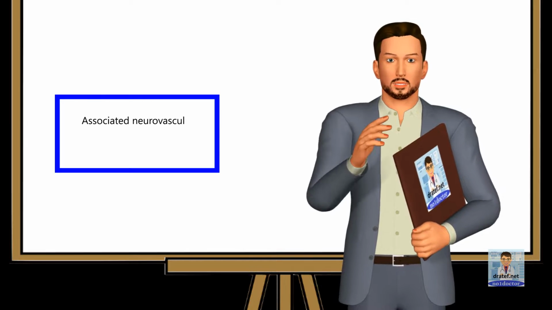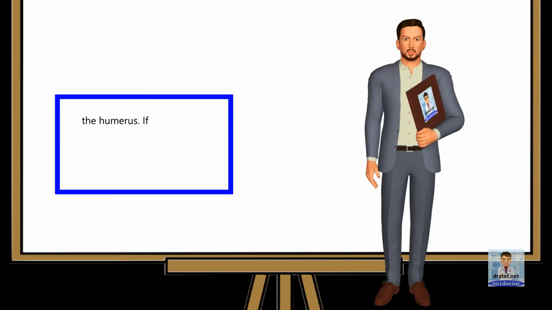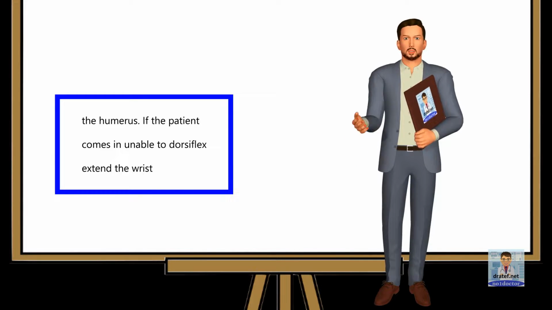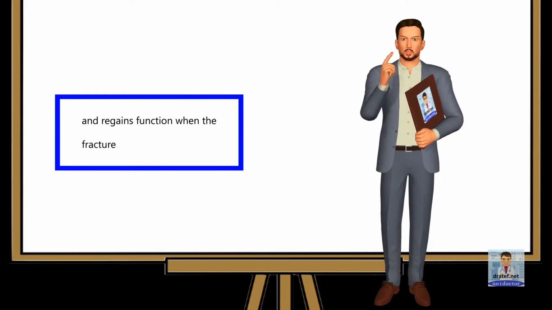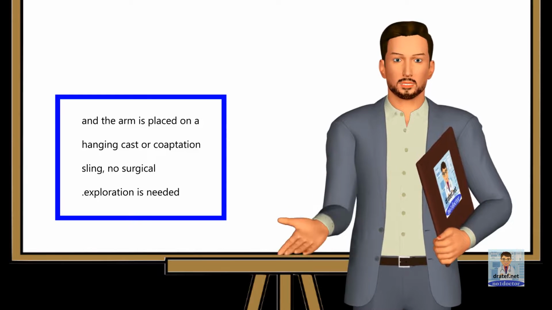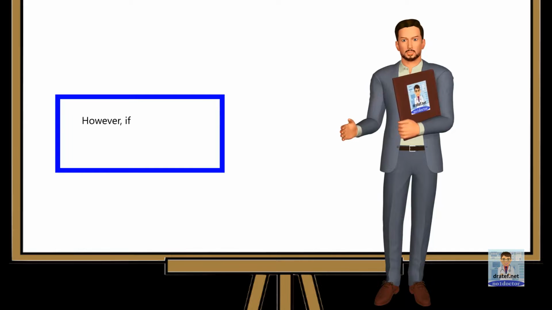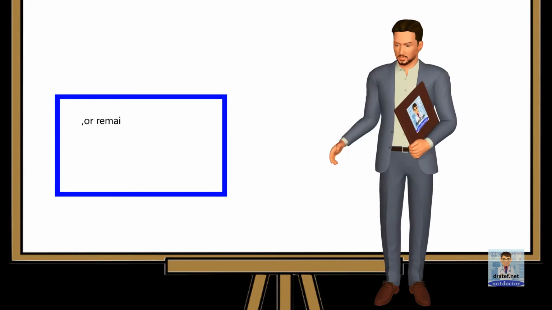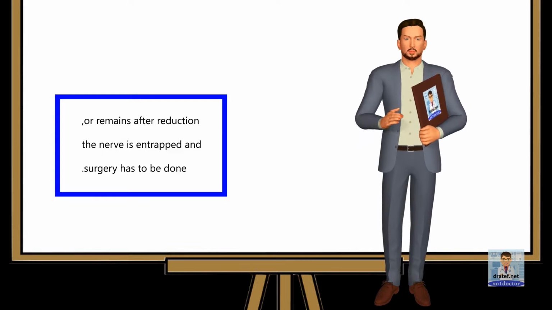Associated neurovascular injuries. The radial nerve can be injured in oblique fractures of the middle to distal thirds of the humerus. If the patient comes in unable to dorsiflex, extend the wrist, and regains function when the fracture is reduced and the arm is placed in a hanging cast or coaptation sling, no surgical exploration is needed. However, if nerve paralysis develops or remains after reduction, the nerve is entrapped and surgery has to be done.